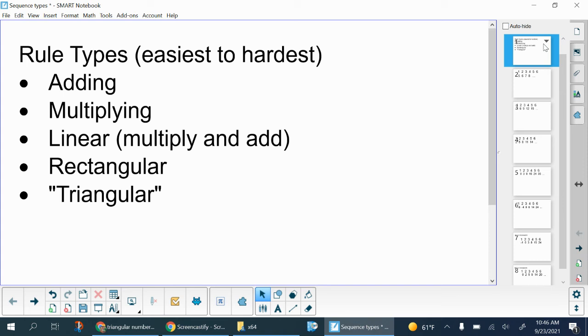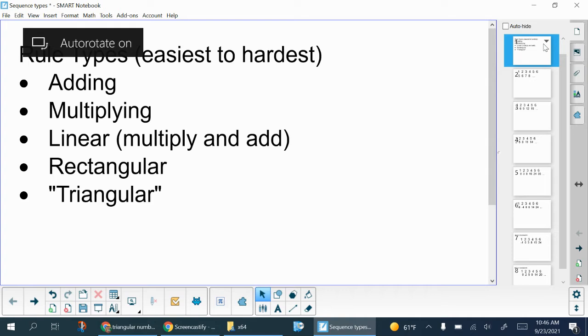Okay, so somebody in the second hour class made the suggestion that I should make up a list of the different types of sequences that you might see and kind of how to decide which ones they are and how to decide what order to kind of look at these things in.